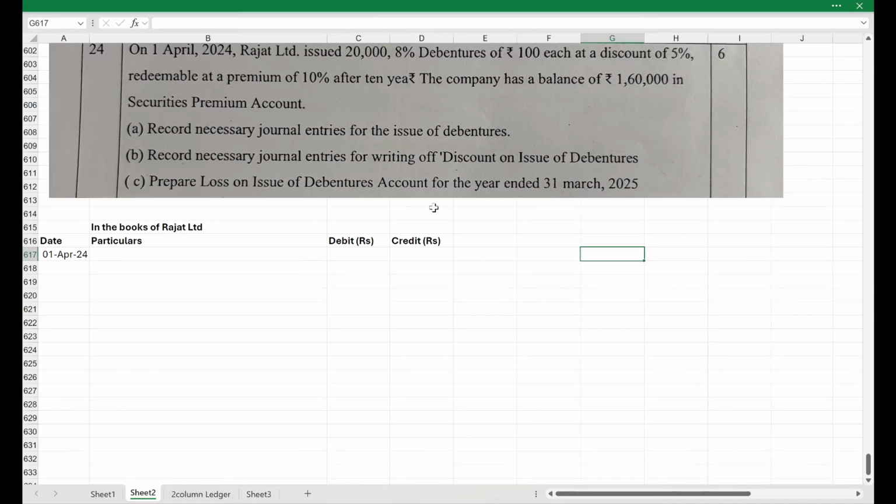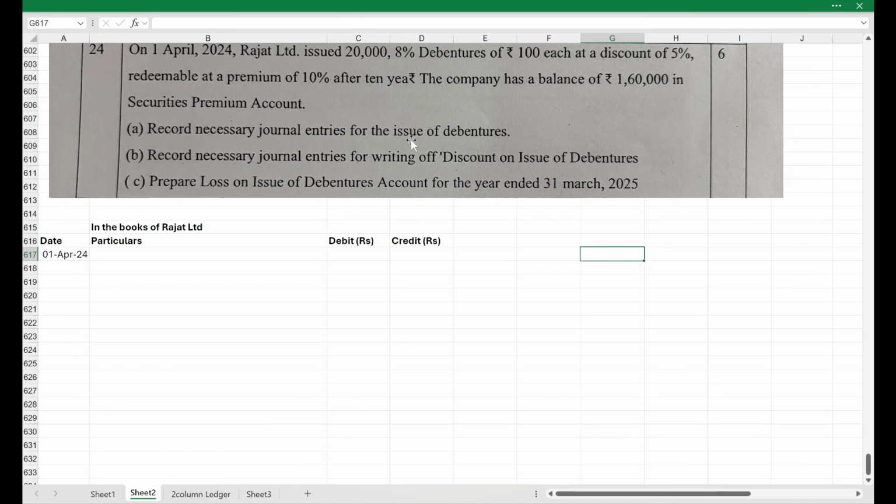On April 1, 2024, Rajat Limited issued 20,000 8% debentures of 100 each at a discount of 5%, redeemable at a premium of 10% after 10 years. The company has a balance of 1,60,000 in securities premium account. Record necessary journal entries for the issue of debentures.